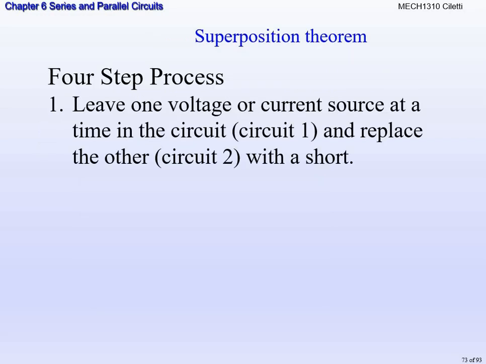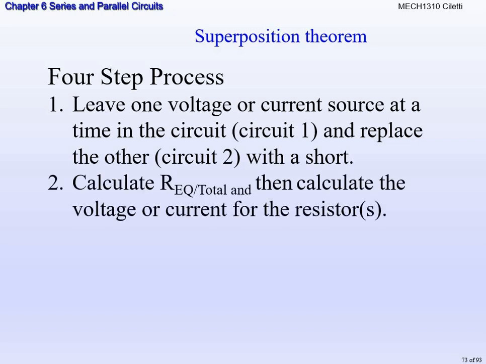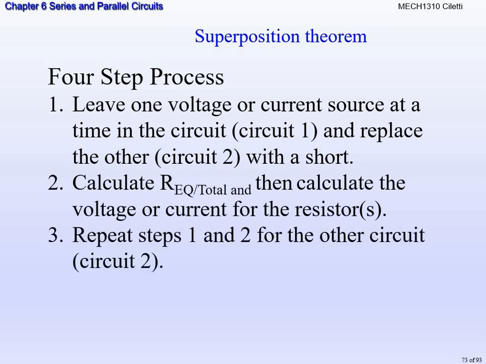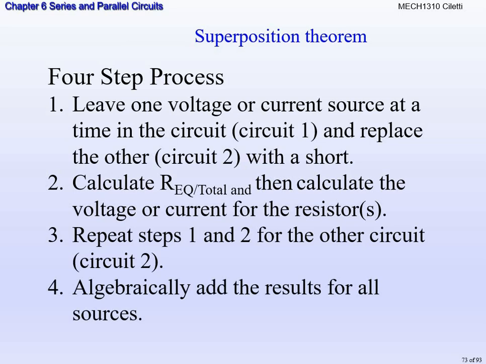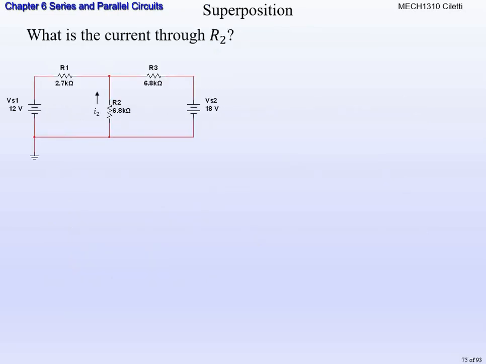Kind of a 4-step process. We're going to leave one voltage source alone. We're going to short the other and do all the calculations for the current. And then we're going to short the first voltage source and do all the different calculations. We're going to find RT and the total current and those sort of things. And then we're going to combine the solutions together.